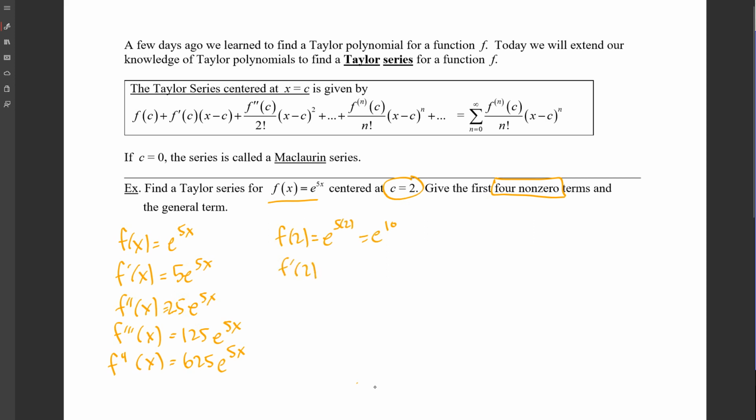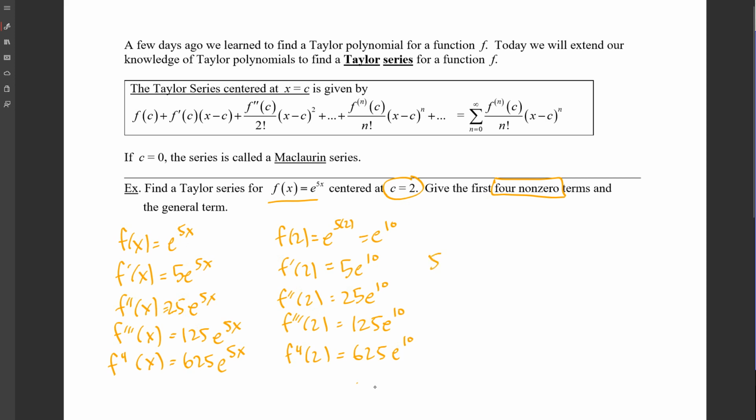F prime of 2 is equal to 5e to the 10. F double prime of 2 is equal to 25e to the 10. F triple prime at 2 is equal to 125e to the 10. And finally, the fourth derivative at 2 will be 625e to the 10. All right, and I kind of see a pattern here, right? You just keep on multiplying by 5 and then 5 and then 5.